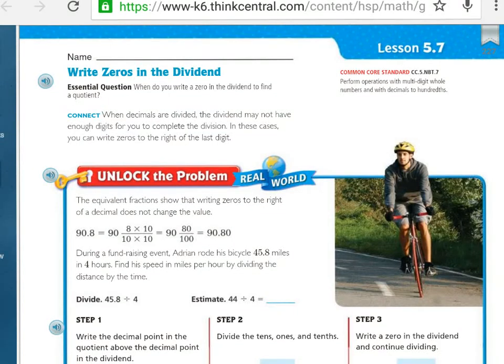Good morning. Today's lesson is 5.7. We are going to be writing zeros in the dividend. So our essential question today: when do you write a zero in the dividend to find a quotient?